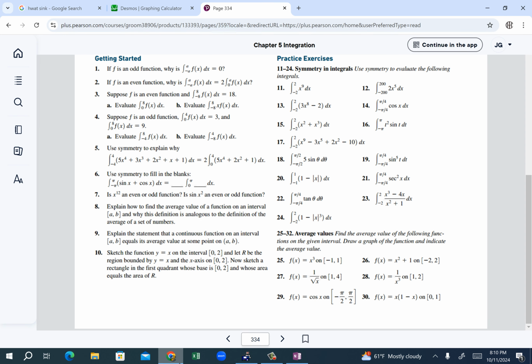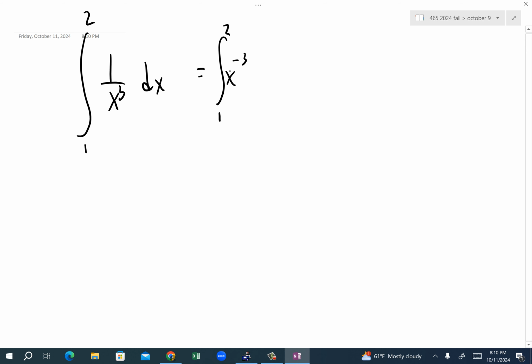For instance, the integral of 1 over x cubed from 1 to 2, dx. Well, that we know is x to the minus 3, and so we're simply going to add 1, so that's x to the minus 2, divided by minus 2, from 1 to 2.